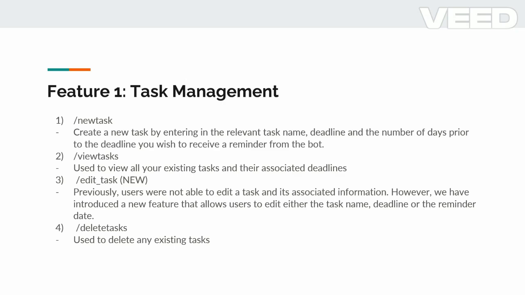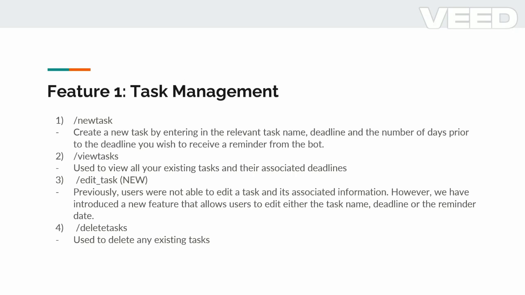The next key functionality would be View Tasks, which would provide users with a comprehensive breakdown of all their existing tasks and their associated deadlines. However, if users have no existing tasks left, they will be prompted with an error message.